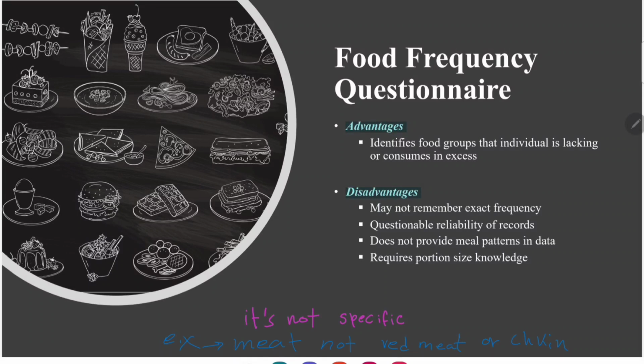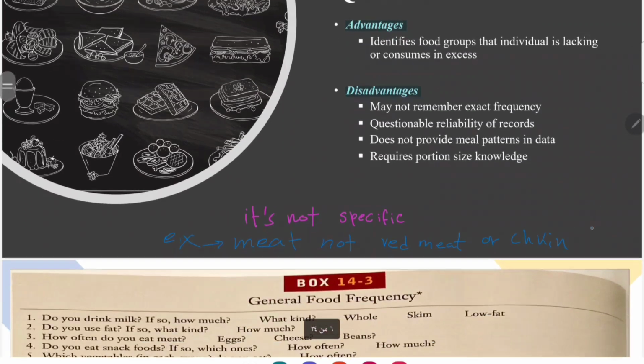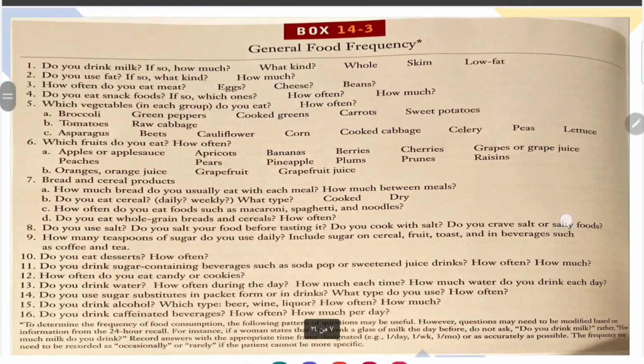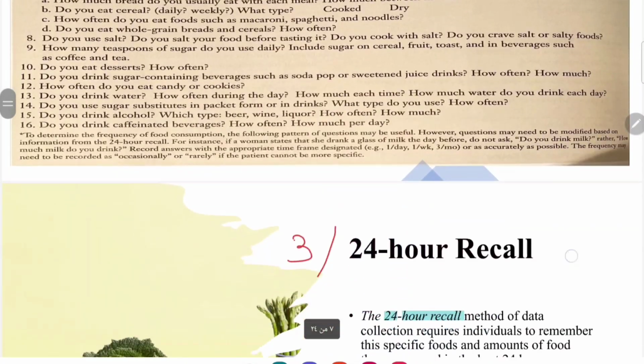It doesn't provide meal patterns in data, and it requires portion size knowledge, as I said before, and it's not specific. For example, if we said the meat group, it's not specific. For example, we have red meat and chicken, so it's not specific. And here we have an example of a frequency for general food intake.